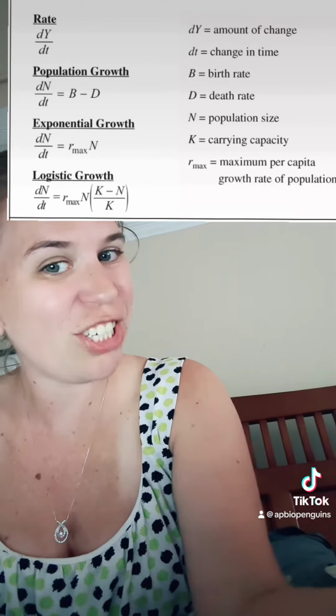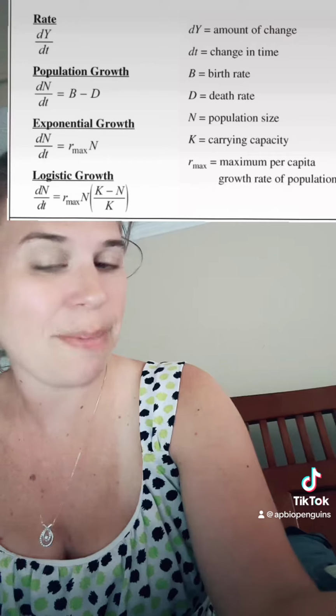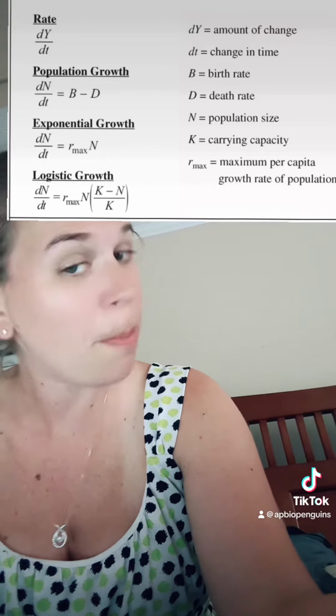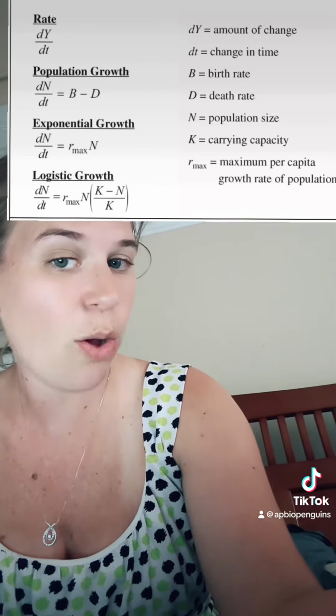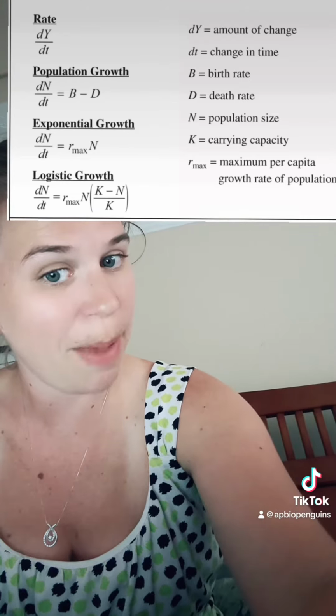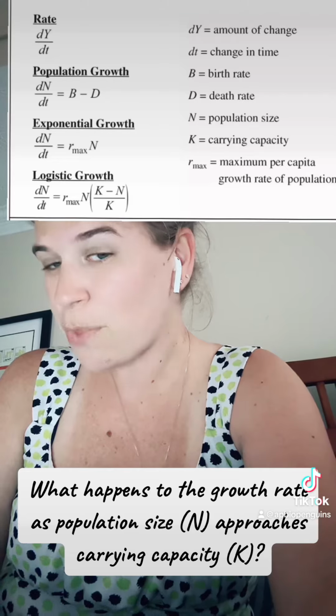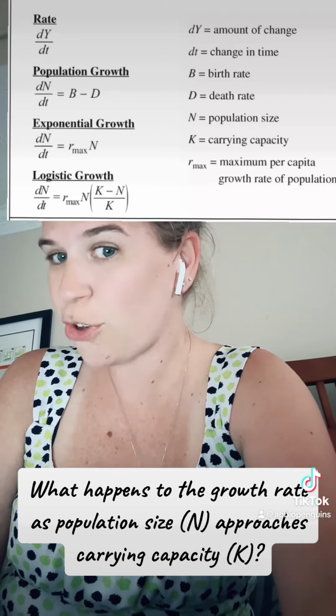Here we see the logistic growth formula. So r max times N, same thing we saw in exponential growth. But now we've added in carrying capacity: K minus N over K. This is looking at how close the population size is to the carrying capacity. So as N approaches K, we're going to see a decrease in our population growth rate.